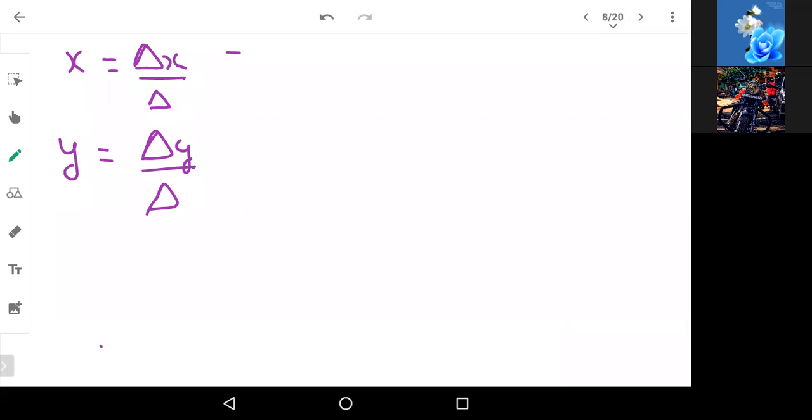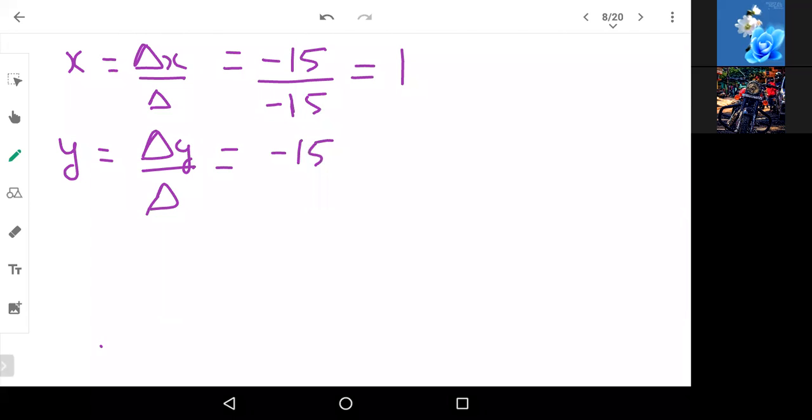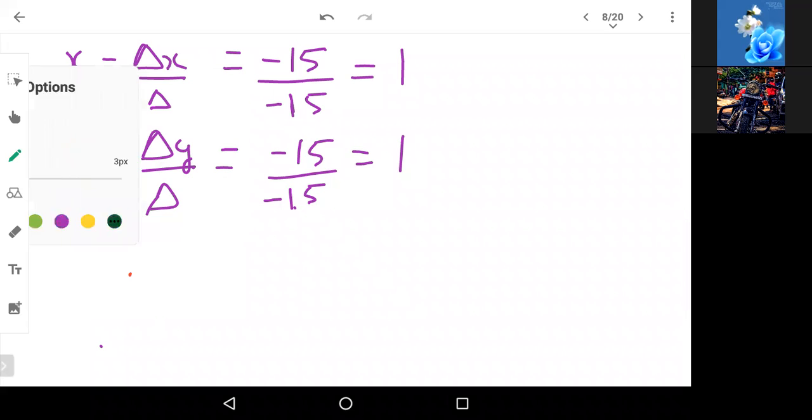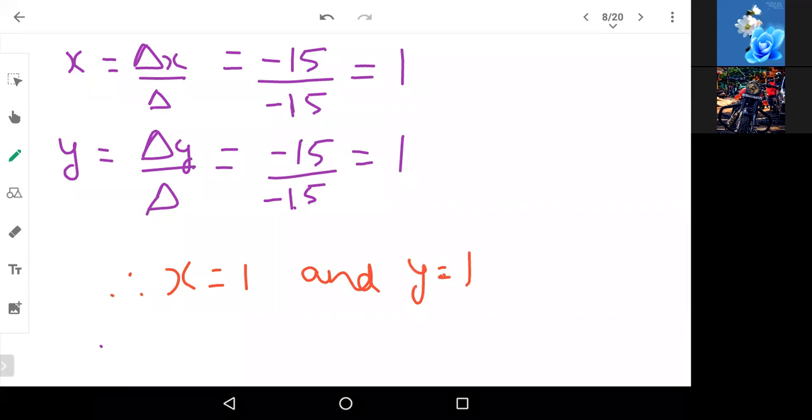Okay, so what is delta x? Delta x is minus 15, divided by delta, which is also minus 15. So minus 15 by minus 15, the value of x will be 1. And if you see delta y, again the value of delta y is minus 15 and the value of delta is minus 15. Again the value of y will be equal to 1. Okay, so therefore x is equal to 1 and y is equal to 1. This is our final answer using Cramer's rule.